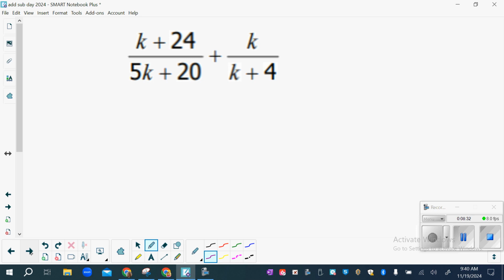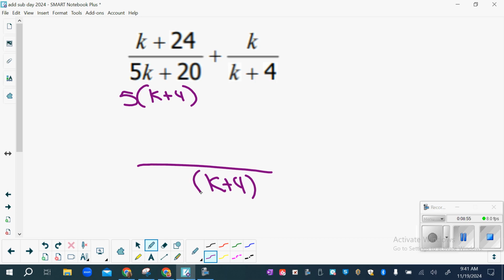A 5, yeah. And look what I have left. K plus 4. So you know what? I totally didn't need to have 5k plus 20 and k plus 4. I actually have a lot of it already accounted for. So I need 1 k plus 4, and I need 1 5.